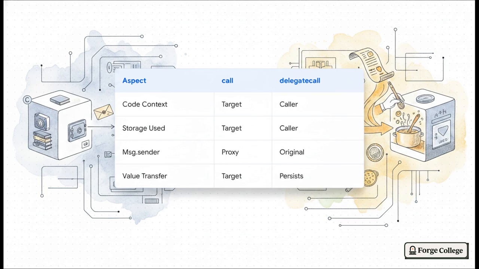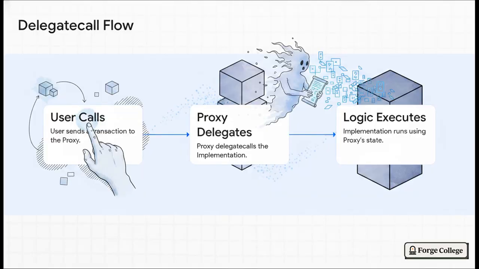But a delegate call, entirely different beast. It executes the target's code, but, and this is absolutely crucial, it keeps the caller's storage, the caller's balance, and the original msg.sender context. It's basically like borrowing someone else's recipe, but cooking it in your own kitchen using your own ingredients. Let's walk through this chronologically to see how this delegate call engine fires on all cylinders.